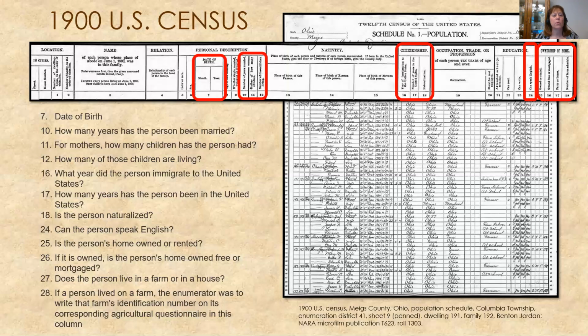Columns 25 through 28 related to the ownership of home. Was the home owned or rented? And if it was owned, was it owned free, meaning without a mortgage, or was it mortgaged? Was it a farm or was it a house? And if it was a farm, the enumerator was to note the identification number of the agricultural schedule. Valuable information, all of it. These questions allow us to imagine our ancestors as city dwellers or rural farmers, and it provides clues as to land records that may exist, and further information may be provided on the agricultural schedules.